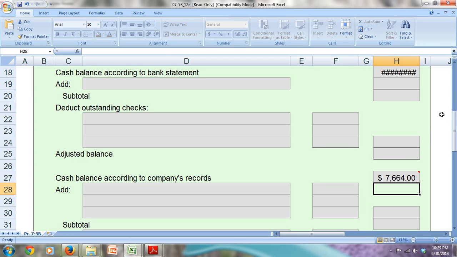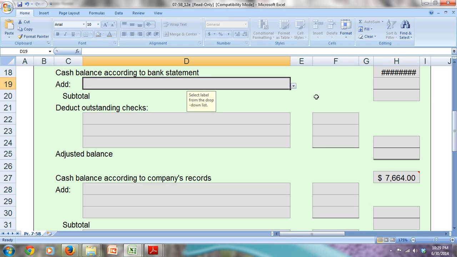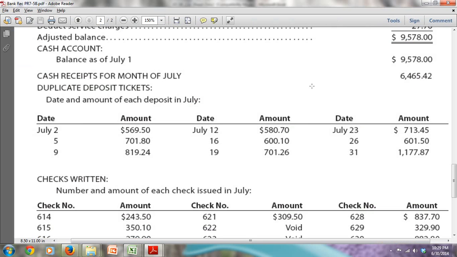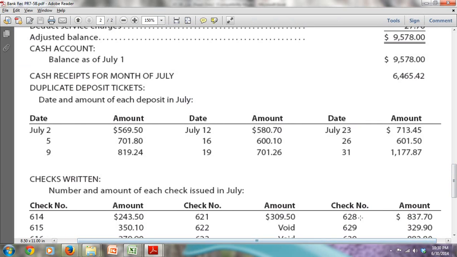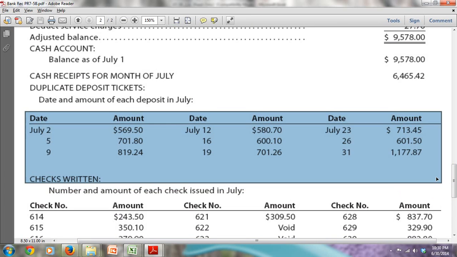Okay, so next we're going to add our deposits in transit. So that's the only addition we should have to have. So how do we find that? Well, these are all the deposits for the month of July in this section. Okay, so those are all my July deposits. But we can't just look at that.